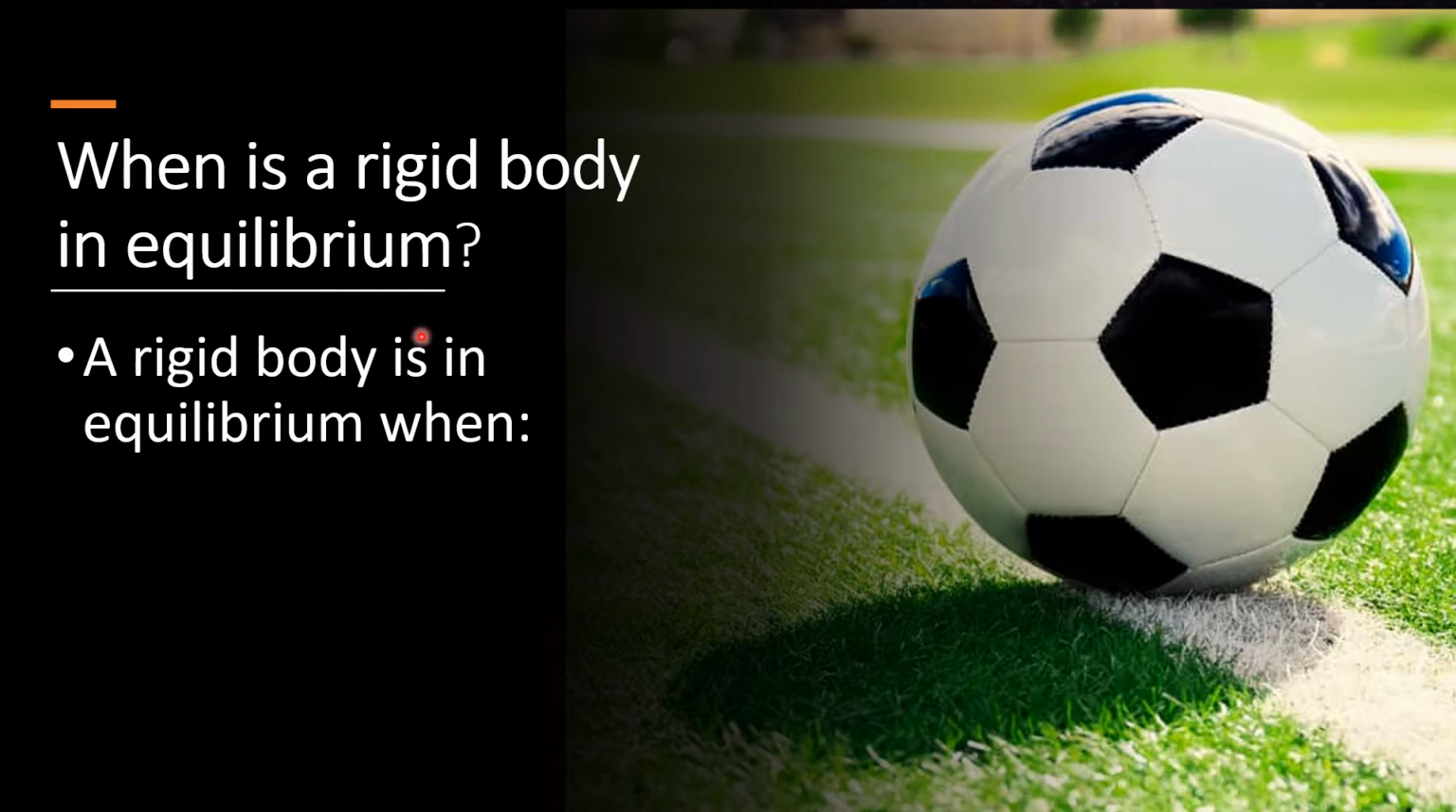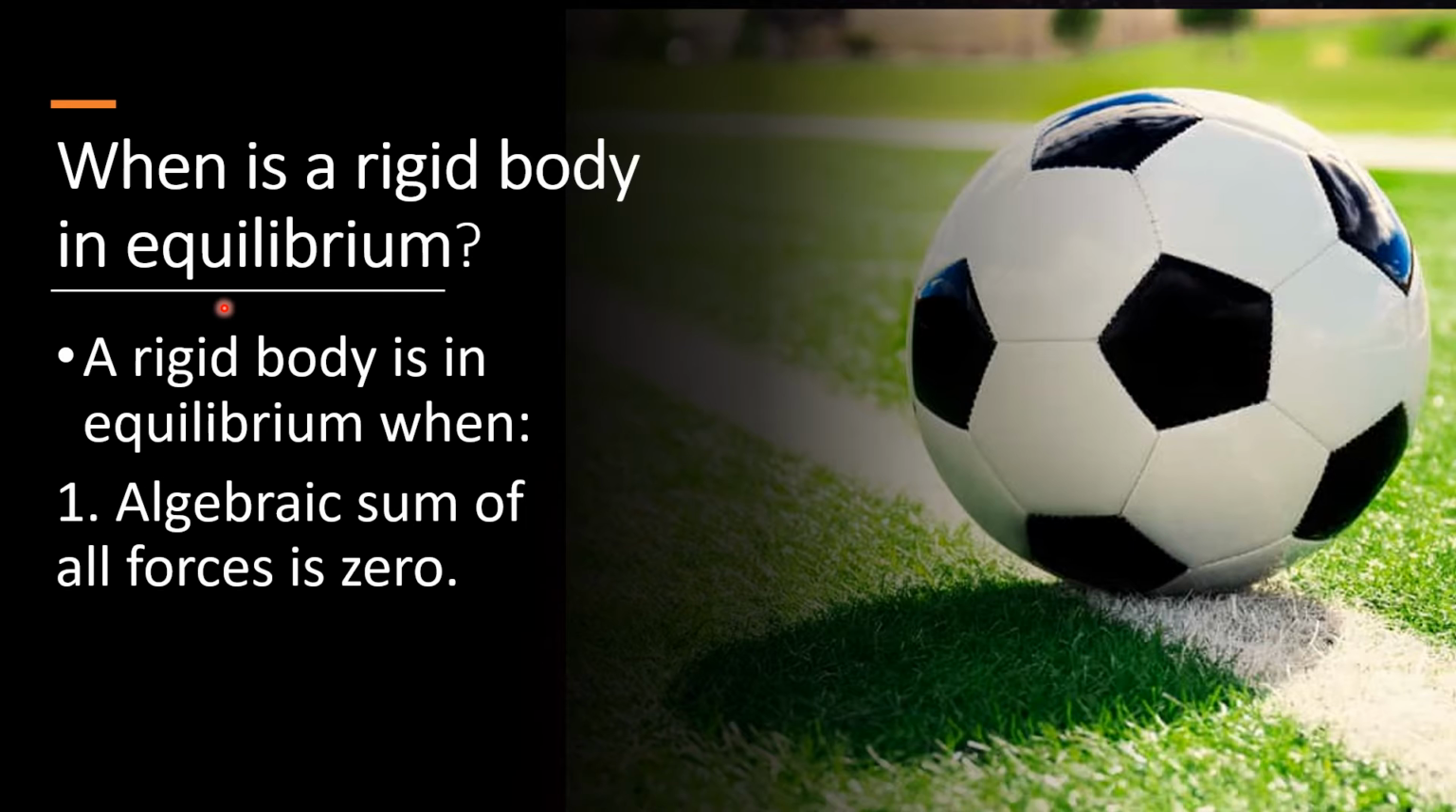Now, when is a rigid body in equilibrium, or what are the conditions for a body to be in equilibrium? Well, one of the conditions is that the algebraic sum of all forces is zero. By this, we mean that the net force acting on that particular body is zero. For example, in the soccer ball given here, there is a downward gravitational force and the upward normal reaction force exerted by the ground. They both cancel each other out to make the ball appear at rest.